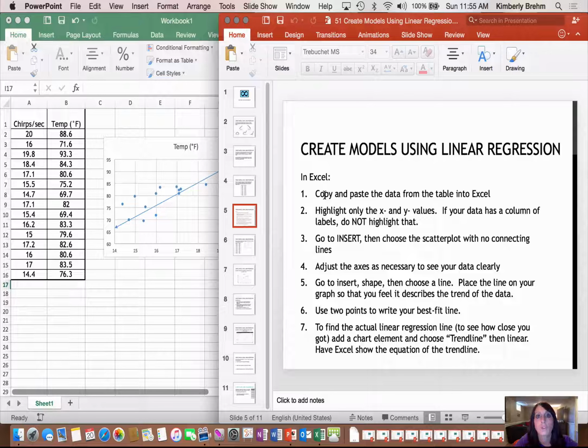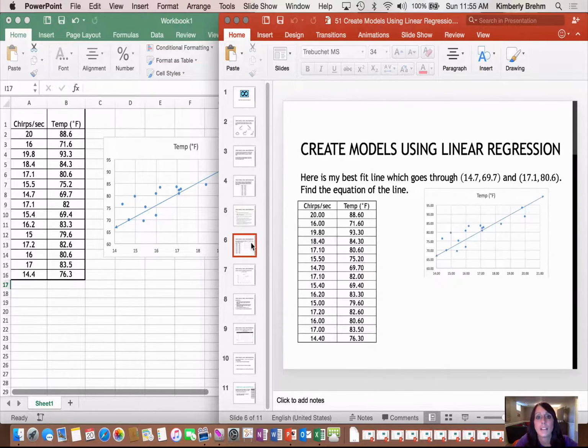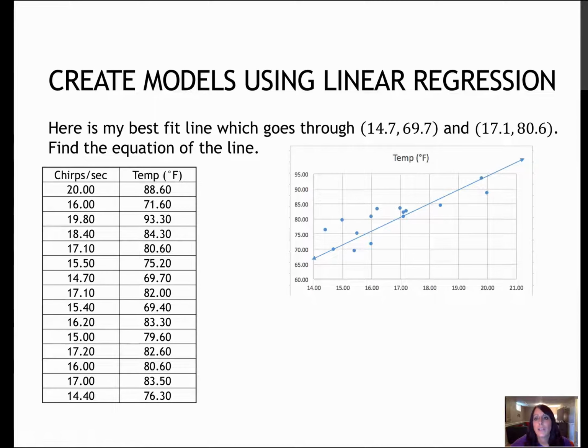Again, I've just gone through these steps. I've inserted my shape. I'm going to use 2 points to do my best fit line. So now here's the line that I drew and the data that I have. And you can see that my line happens to go through right here, which is the point 14.7, 69.7.